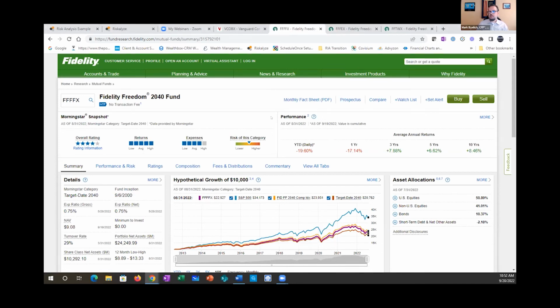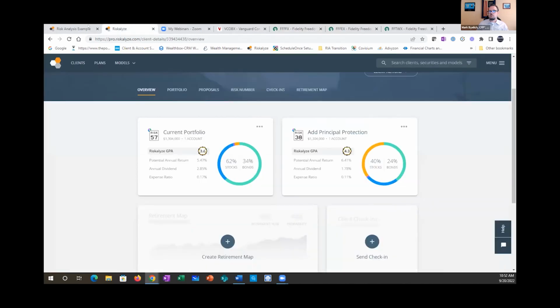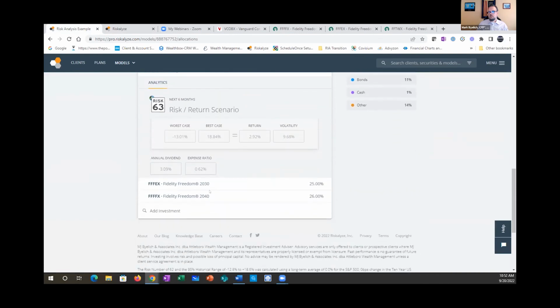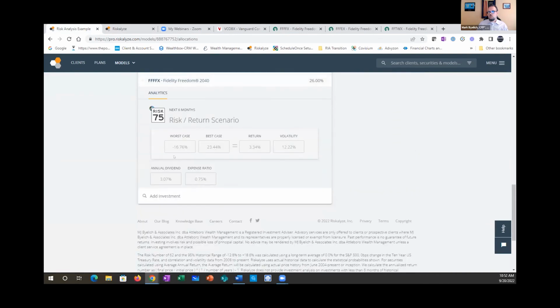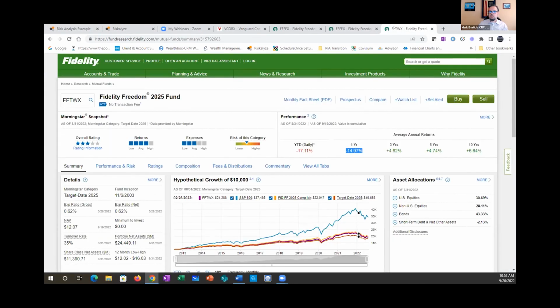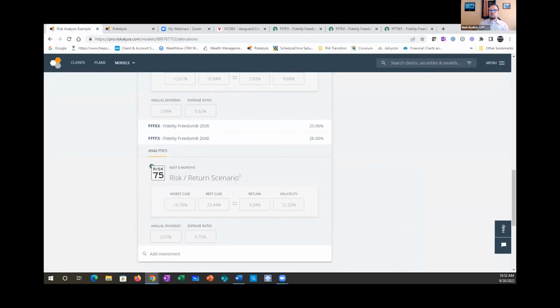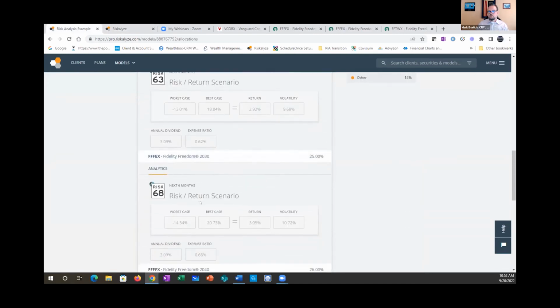negative 19%. Now, remember, let's look at what this risk tool, this really great risk tool, and I'm not picking on it, what they said about the 2040 fund. Worst case, negative 16%. They're much closer with that, aren't they? So let's go to 2040. They're 19.6. So I think that even with a great tool like Riskalyze, it's really not showing the true nature.